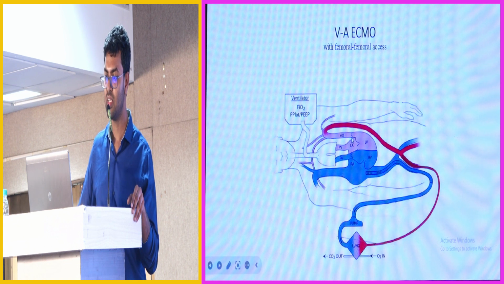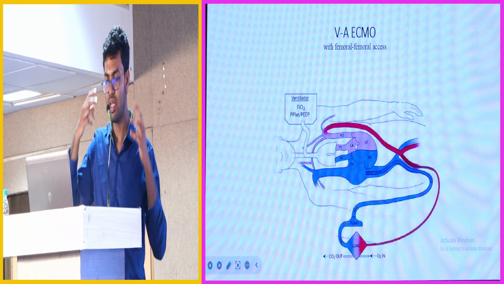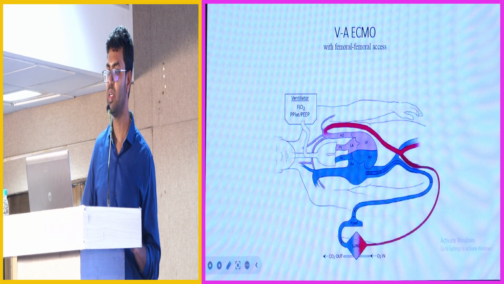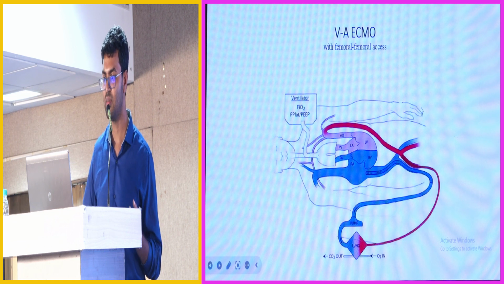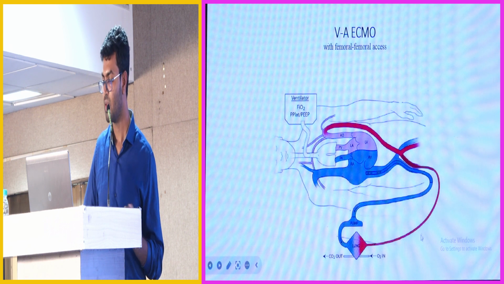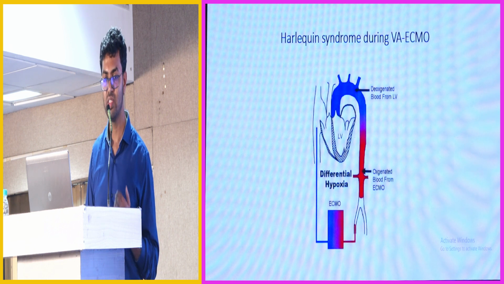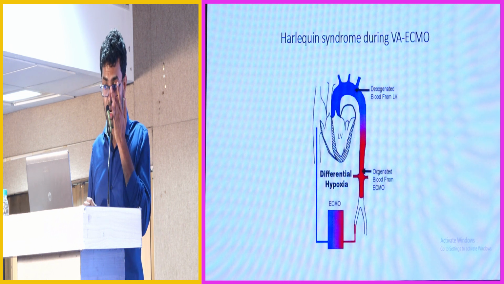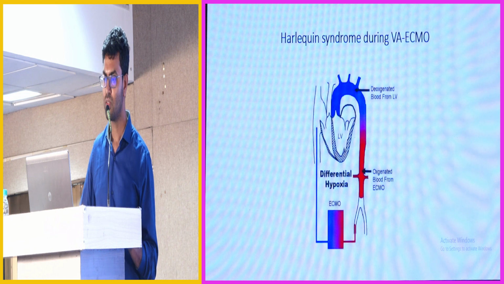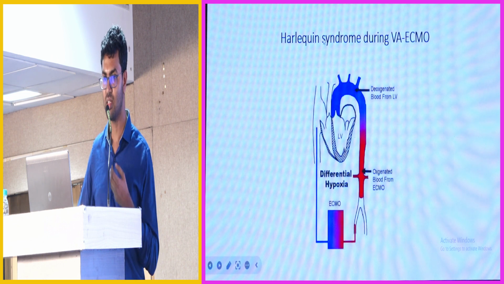As you can see, the major blood vessels to the brain and coronary arteries are supplied by this. The deoxygenated blood will go to the brain, but if you put a pulse oximeter here, it will show 100% oxygen because this part is receiving oxygenated blood from here. This is what we call Harlequin syndrome, north-south syndrome, or differential hypoxia. The deoxygenated blood is getting here, and you will get cerebral ischemia.